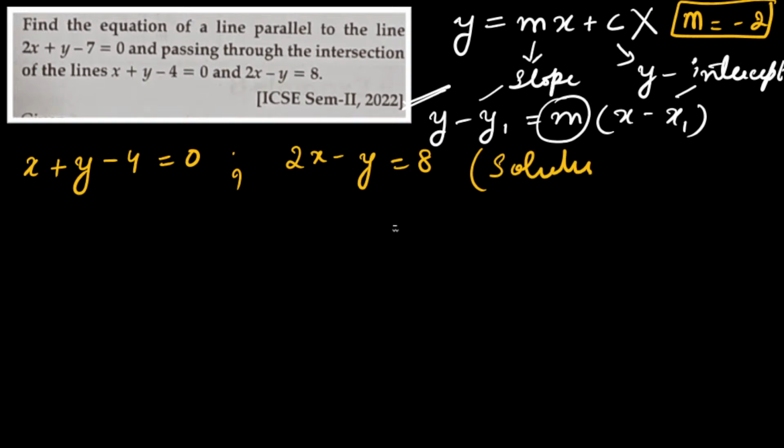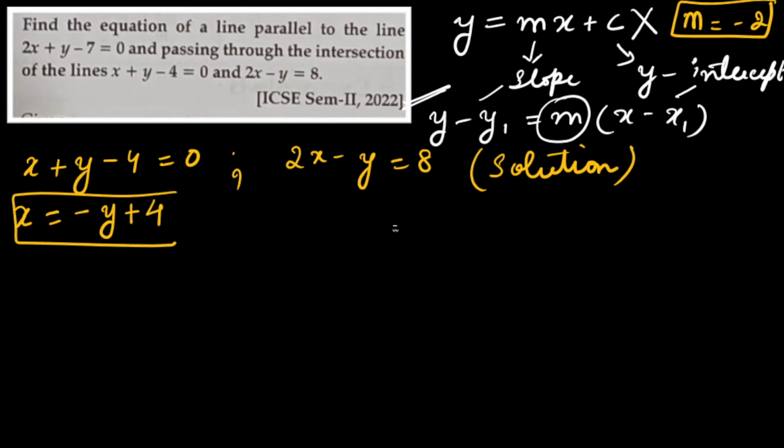Solution means we can find the value of x and y. We can find the value of x and y by any of the methods, either by substitution method, elimination method or by cross multiplication. I am going to use the substitution method. So here I am finding the value of x. So y and 4 I'll shift to the other side. When I shift y to the other side, it will become minus y. When I shift minus 4 to the other side, it will become plus 4.